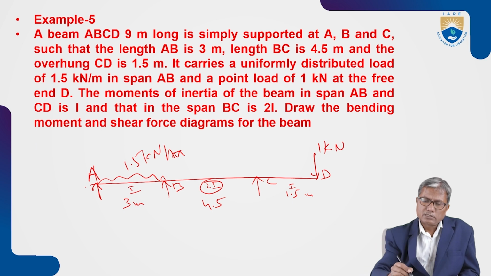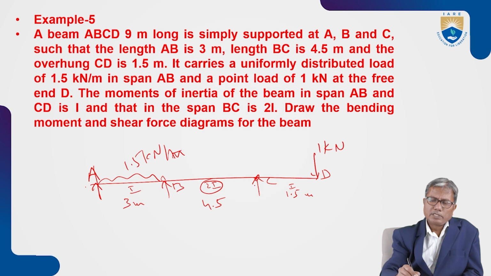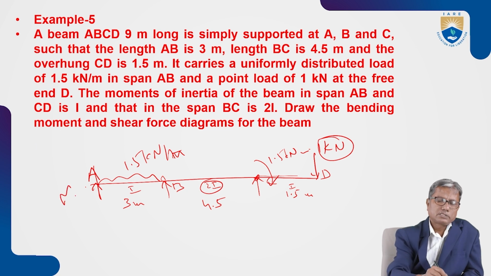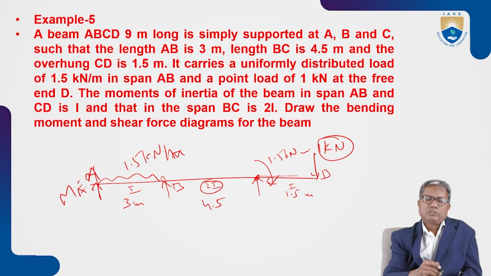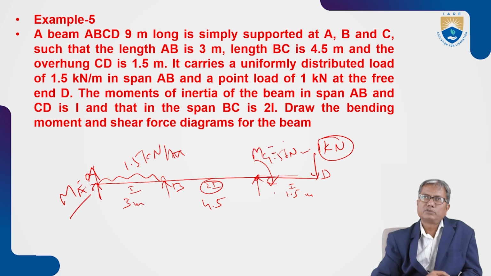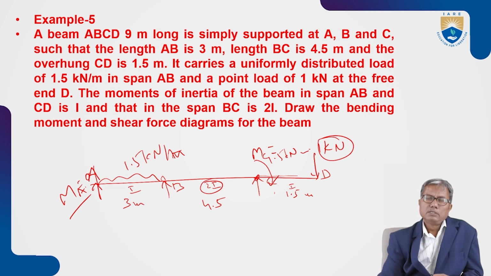Also, the bending moment at C. If you consider the right hand side, the moment that is produced by this is 1.5 kilonewton meter, isn't it? And at A, moment is 0. So these are true. That means the bending moment at C is 1.5 kilonewton meter and bending moment at A is 0 irrespective of the load on AB and BC.